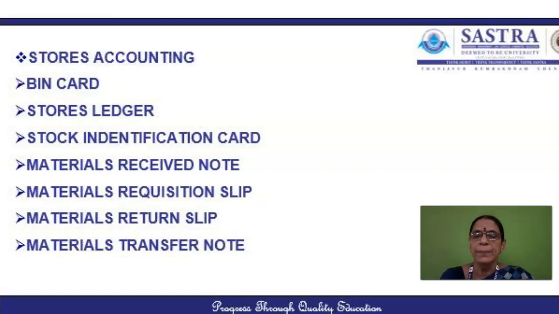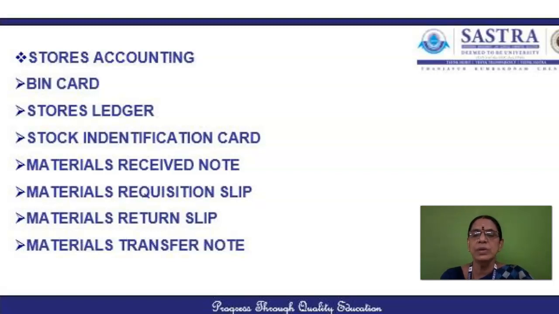So we have two main differences. First one is the quantity alone is entered in bin card, while quantity and value is entered in the stores ledger. The next one is the bin card is maintained inside the stores, but the stores ledger is maintained after the transaction takes place, and it is outside the stores.